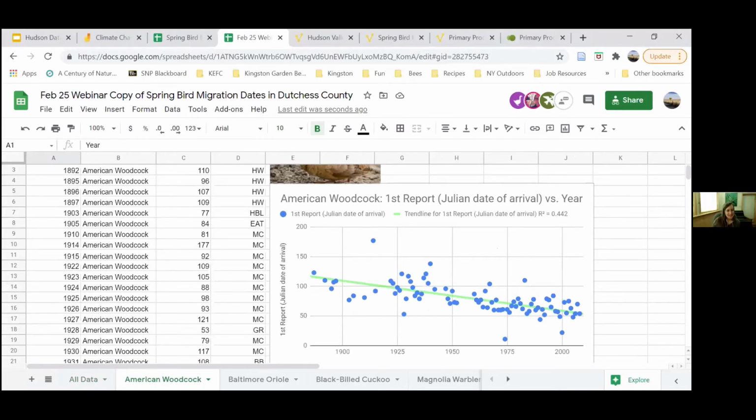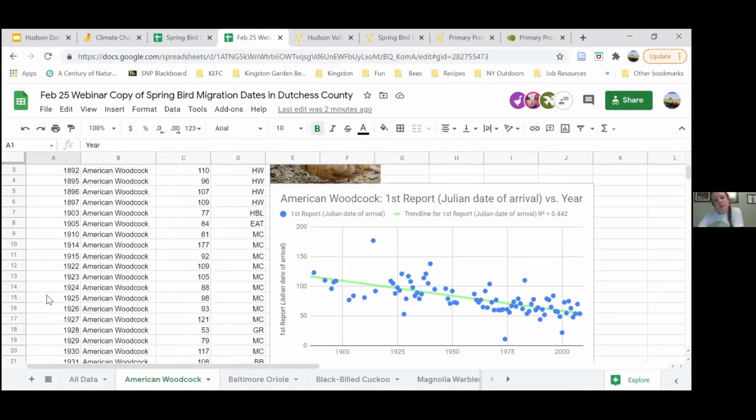All right, so this was the American woodcock, and I thought compared to the big graph with all the data in there for all the species, it was easier to see, even before the trend line, that there looked like a decline in the data over time. So a decline in birds, the bird was arriving earlier and earlier each year. And then the trend line that I put in had an R-squared value of 0.44, which isn't super close to 1, but it is a stronger trend than was in the main graph with all the species together.